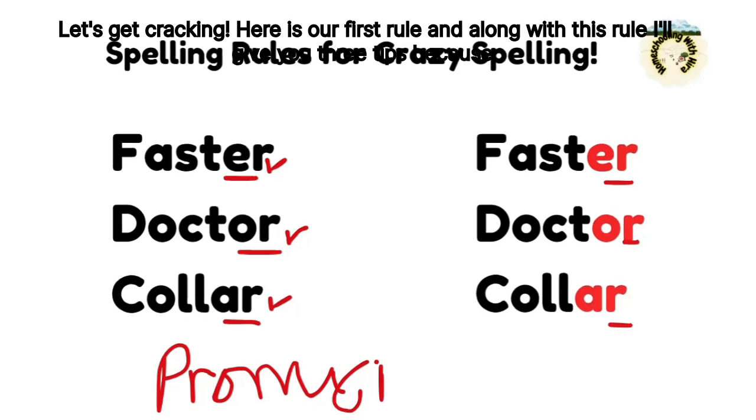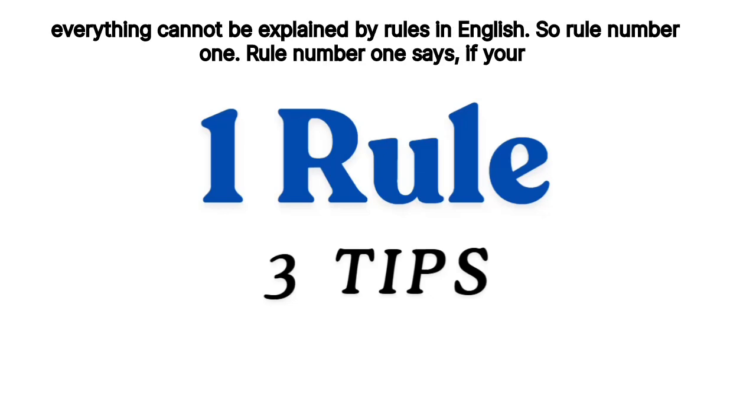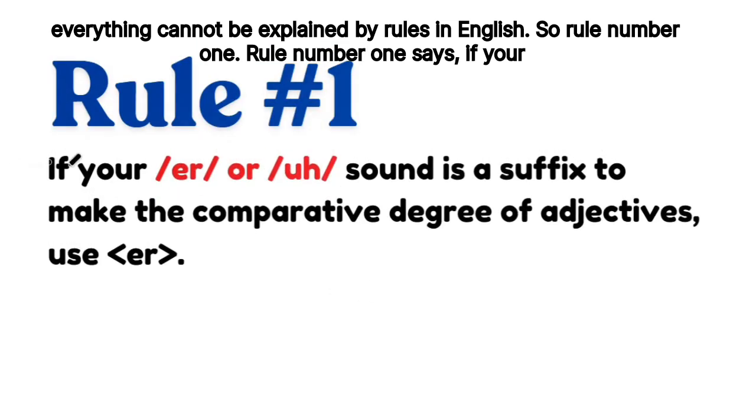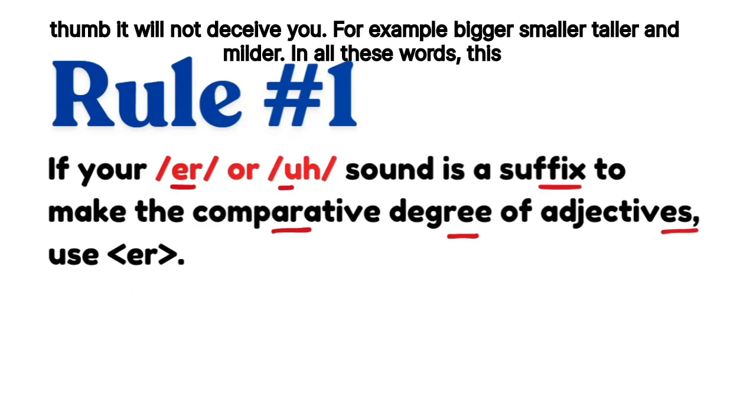So let's get cracking. Here is our first rule, and along with this rule, I'll give you 3 tips because everything cannot be explained by rules in English. So, rule number one says if your sound is a suffix to make the comparative degree of adjectives, use ER. It's a rule of thumb, it will not deceive you.